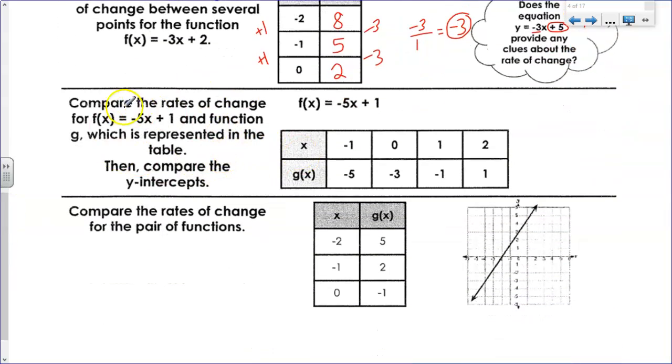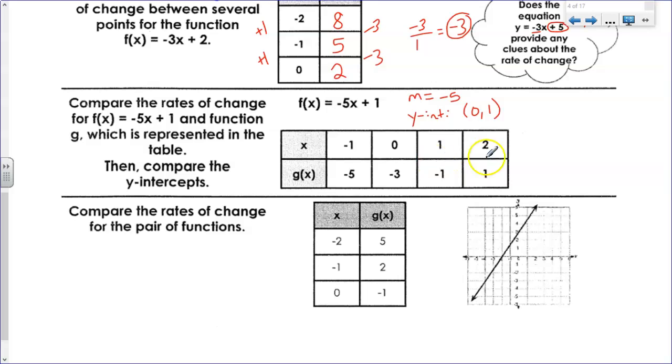Okay, here, compare the rates of change for this function and this table. These are two different functions. This is function f of x, function g of x. So here, the slope, our rate of change is negative 5, and then it says compare the y-intercept. So our y-intercept there is the point 0, 1.